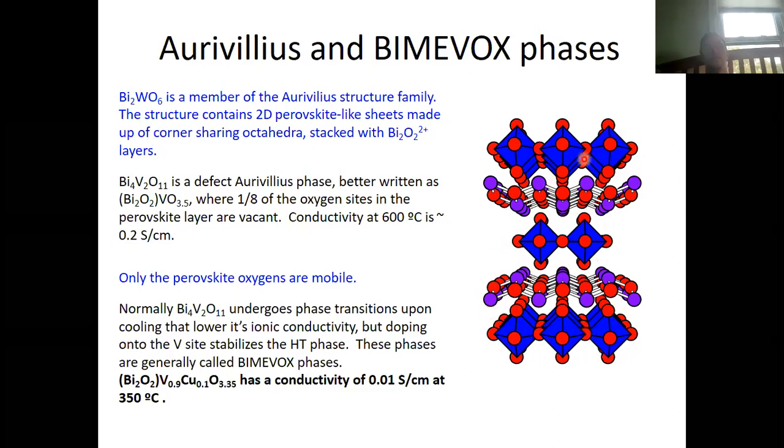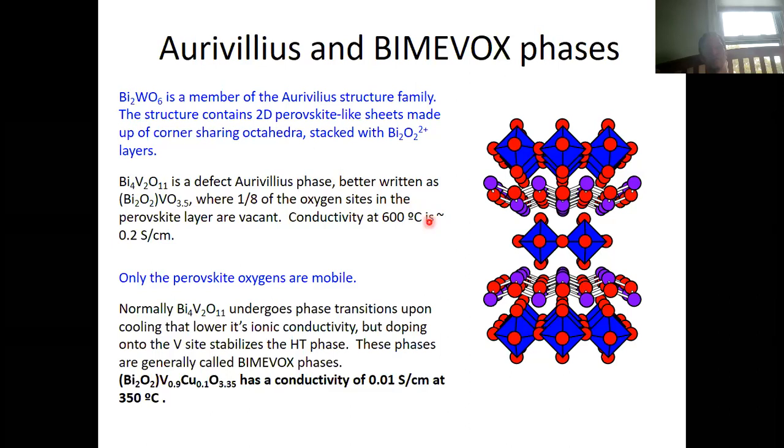But now these layers of corner sharing octahedra are separated by layers of Bi2O2 2+ layers. Okay, so these octahedral layers are anionic, and these layers here are cationic. So Bi4V2O11 is a defect Aurivillius phase where 1/8 of the oxygen sites are missing, and they are then missing in the octahedral layers here, which leads then to ion conductivity within these octahedral layers.